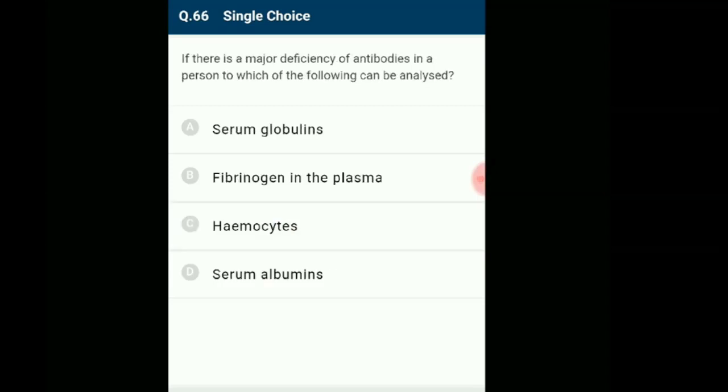Question number 66. If there is a major deficiency of antibodies in a person, which of the following can be analyzed? Serum globulins. It makes 2 to 3% of plasma proteins. The alpha and beta globulins are sent with the hormones to transport them, and the gamma globulin forms antibodies. So the answer is option A, serum globulins.